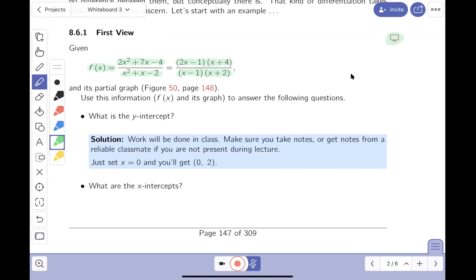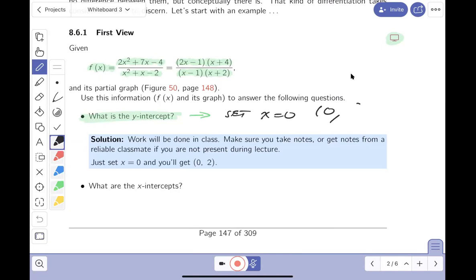All right, first question. What's the y-intercept? This is the easiest thing you could possibly do. How do you do that? All you have to do is set x equal to 0, and that's going to give you a point. If you went back up here and set x equal to 0, you would get minus 4 on top, minus 2 on bottom.